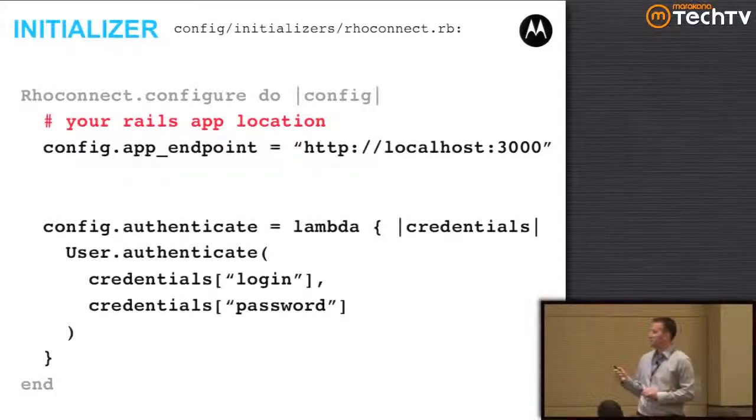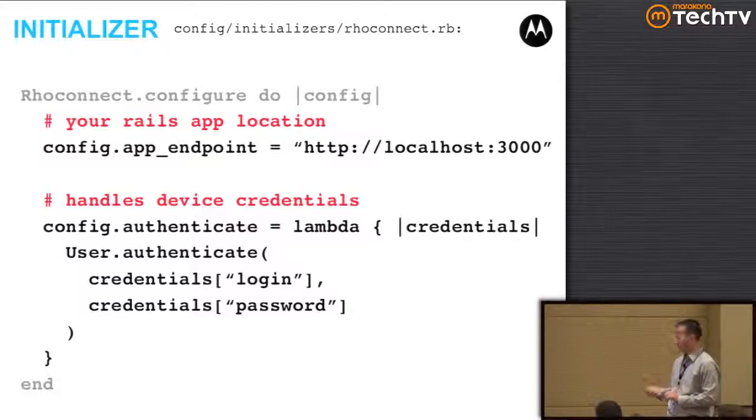And then the next thing I'm going to do here is I'm going to put in my authenticate hook. So what RhoConnect will do here is it will send the credentials to my application in the form of this credentials hash. And you'll get a login and a password in that hash. So I can use these credentials to authenticate the user and then return true or false. So in this case, I already have a user model that has an authenticate method, which is sort of a common paradigm in Rails. And this method will return true or false based on the credentials that are passed in. And it compares them with a hashed password in the database.